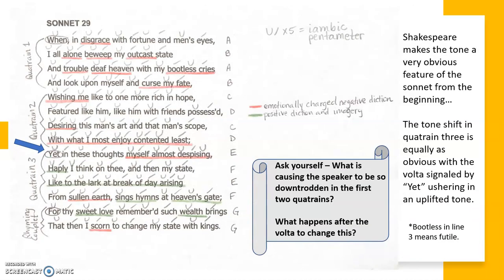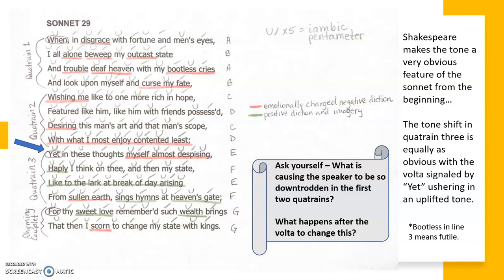So what does Shakespeare have to feel so downtrodden about? We should take a look at that, and we can do that with the marking. But Shakespeare does make the tone of the poem a very obvious feature from the very beginning. So I decided to start with that, emotionally charged negative diction in my color marking. I've done that with red, so I underlined words like disgrace, alone, beweep, outcast, trouble, deaf heaven, bootless cries. And by the way, bootless in this sense means futile. These cries or these prayers are not reaching heaven.